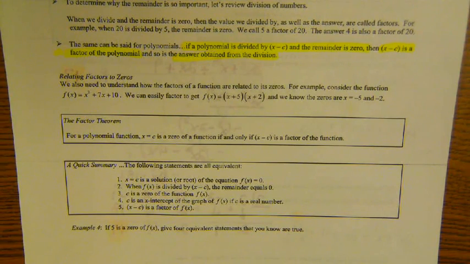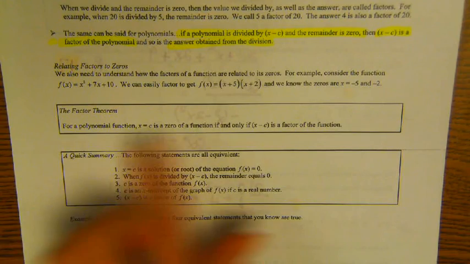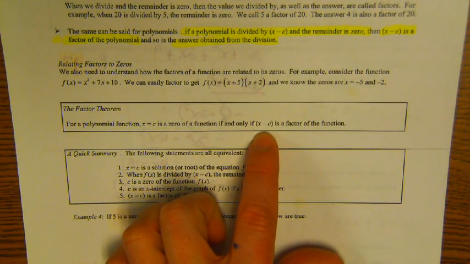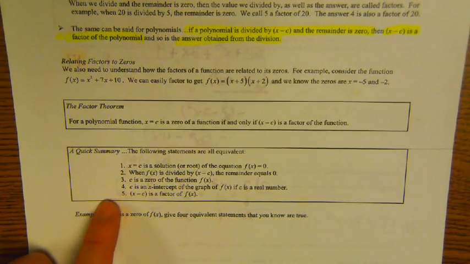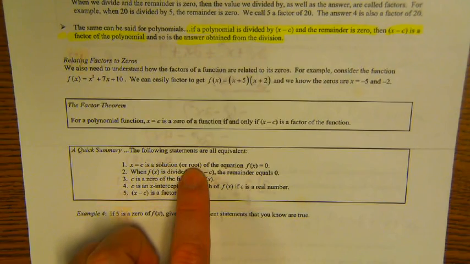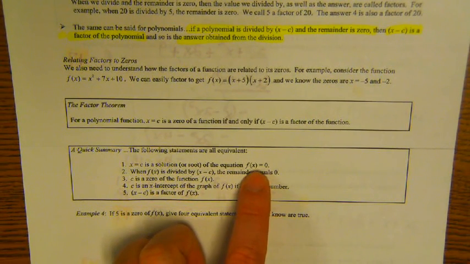Something has a remainder of 0. Okay, so let's say we did synthetic division and we got a remainder of 0. It means these 5 things. Number 1, x equals c is a solution, or you might see that word root, of the equation f of x equals 0. So if I plugged it in, it would make the function equal 0.